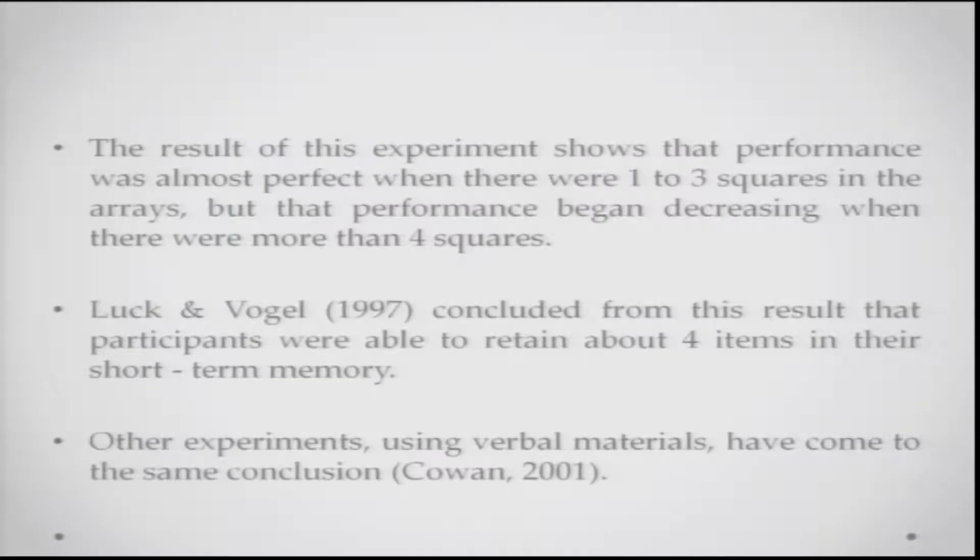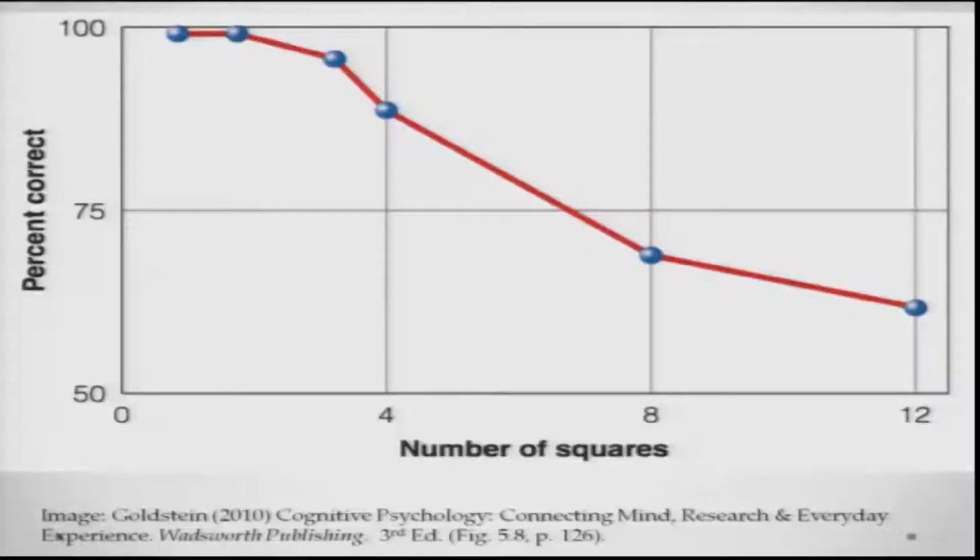Now, the result of this experiment showed that the performance was almost perfect when there were 1 to 3 squares in the array, but the performance gradually and steadily began to decrease when they started adding more than 4 squares. So, Luck and Vogel concluded from this result that participants were able to retain only up to about 4 items in their short term memory. Other experiments using verbal materials have also come to around the same conclusion. You can see the result of Luck and Vogel's experiment here. As the number of squares increases from 1 to 3 to 4 to 8 to 12, the performance is steadily and significantly declining.